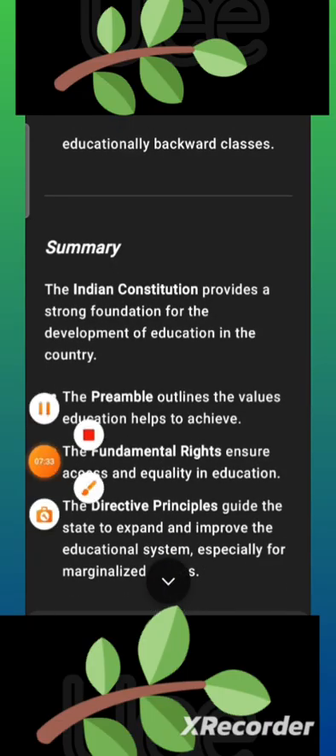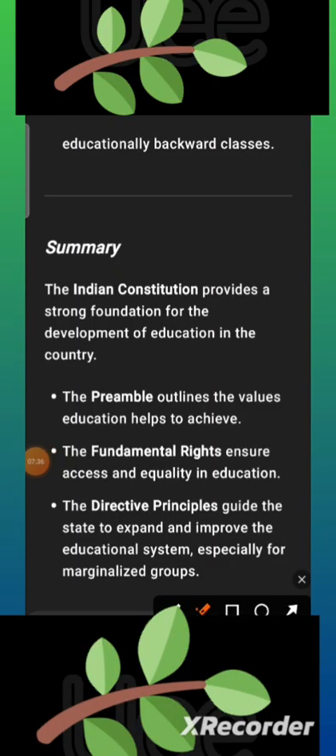So, the Indian Constitution provides a strong moral and legal framework for developing a just, equitable, and inclusive educational system. The Preamble sets the national vision. The fundamental rights provide enforceable protections and guarantees. The directive principles offer a roadmap for long-term educational goals. This framework ensures that education is not just a policy matter but a national commitment to building a better society.